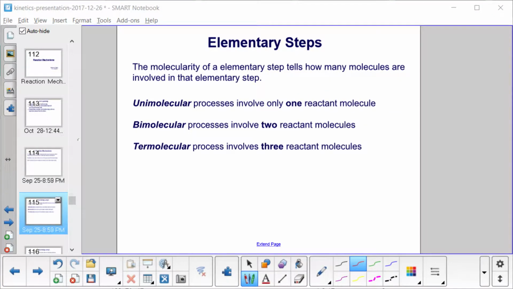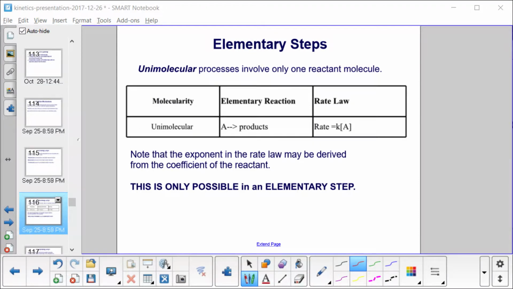The molecularity of an elementary step tells how many molecules are involved in that step. A unimolecular process involves only one reactant molecule. Bimolecular processes involve 2 reactant molecules, and termolecular processes involve 3 reactant molecules. Okay, let's zoom in on each type of process.